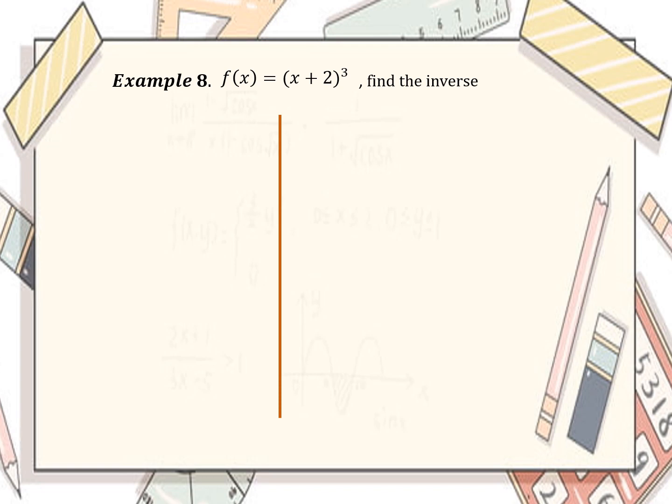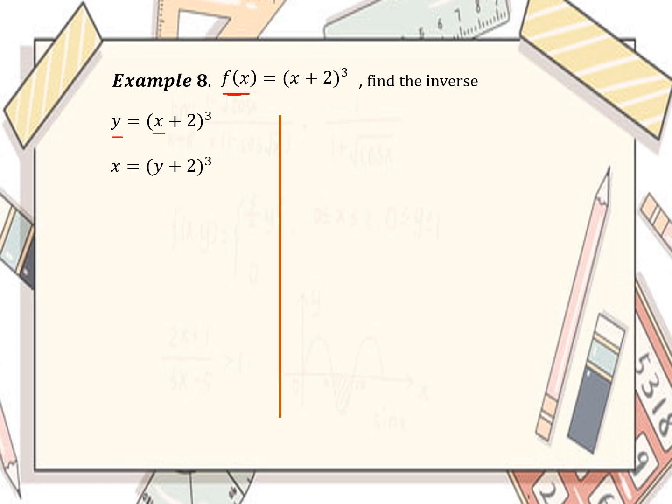In next example, we have f of x is equal to the quantity of x plus 2 raised to 3. So, let's find the inverse. So, change natin si f of x into y. So, y is equal to the quantity of x plus 2 raised to 3. So, interchange y and x. So, ang ating new equation ay x is equal to the quantity of y plus 2 raised to 3.